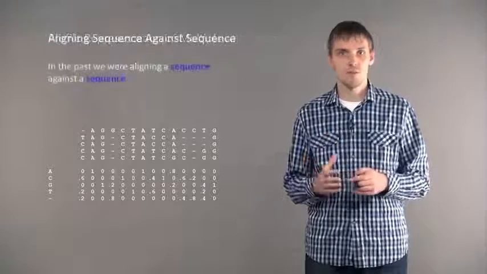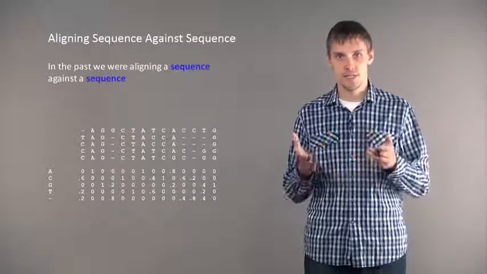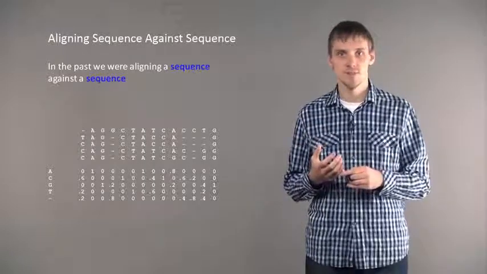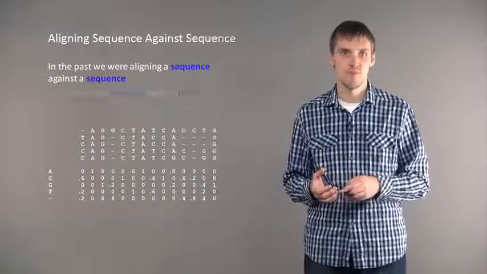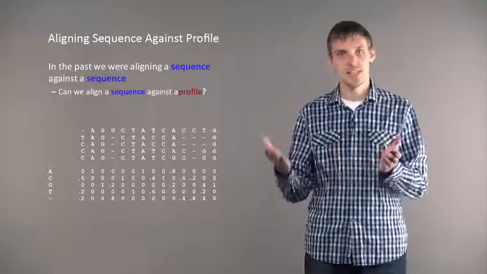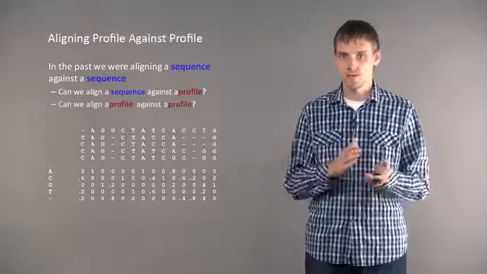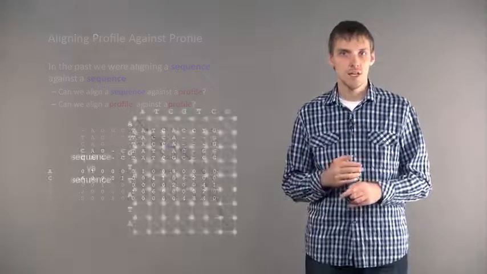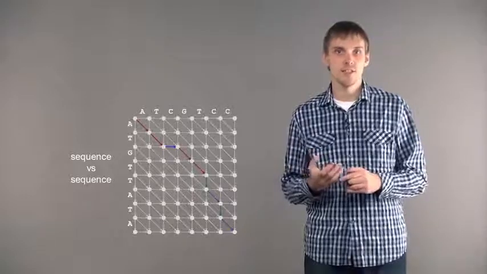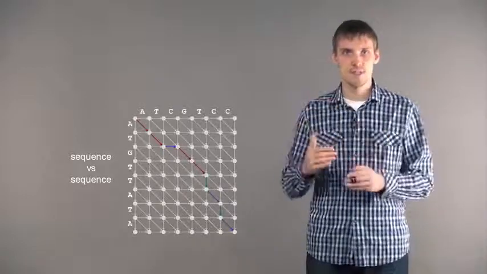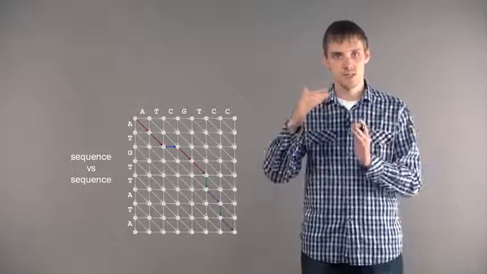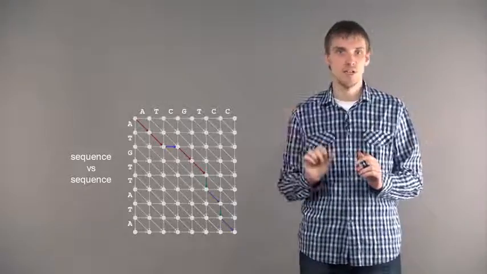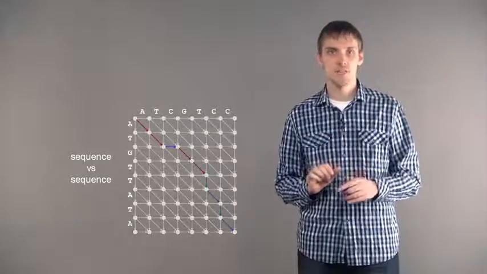So how can we align a sequence against a sequence? You already know this. This is what Pavel told before in this lecture. But can we align a sequence against a profile? Or can we align a profile against a profile? Yes, actually we can. Aligning a sequence against a sequence requires you to build this Manhattan graph and write down one sequence horizontally and one sequence vertically.